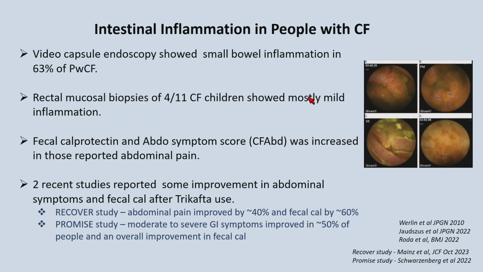There is numerous evidence of the presence of intestinal inflammation in CF. Here, just highlighting some studies. A video capsule endoscopy study in people with CF found signs of intestinal inflammation in 63%. A study evaluating rectal tissue biopsies in 11 children found mild inflammation in 4. Another study showed an increase in fecal calprotectin and abdominal score in those with abdominal pain. Since we live in an era of Trikafta, we also cannot ignore that Trikafta may have an effect on abdominal pain and intestinal inflammation, as shown in the Recover and Promise studies here.